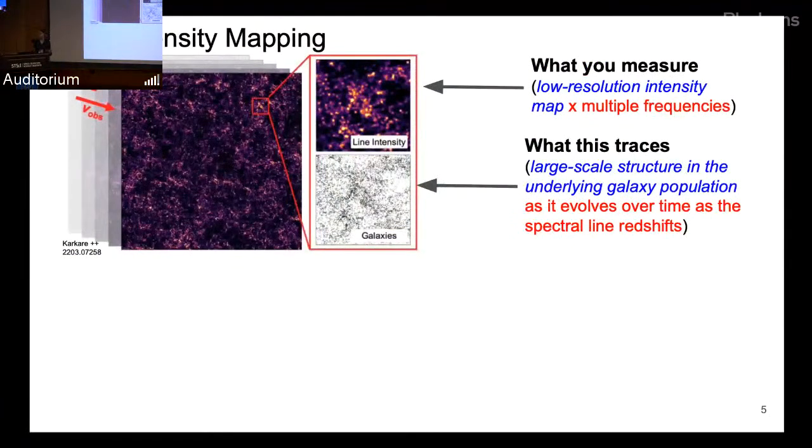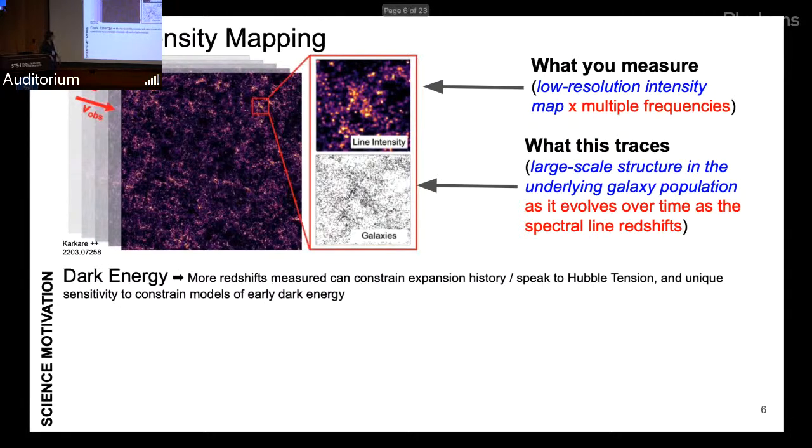So what exactly is this measurement that we're making? What you are measuring is this picture at the top, a low resolution intensity map, and you are making that map over multiple frequencies. What this traces, as you can see at the bottom, is the large-scale structure in the underlying galaxy population. And the multiple frequencies give you many redshifts of that spectral line as it evolves over time. So at the end of the day, you get something like what looks to the left, this evolving time cube tracing all of this large-scale structure in the underlying galaxy population as it's evolving over time. And this can get at some of these science goals that I was talking about at the beginning. So first of all, this can tell you things about dark energy.